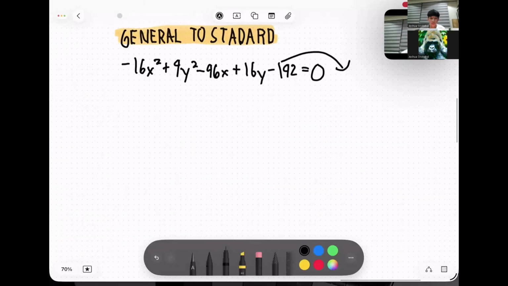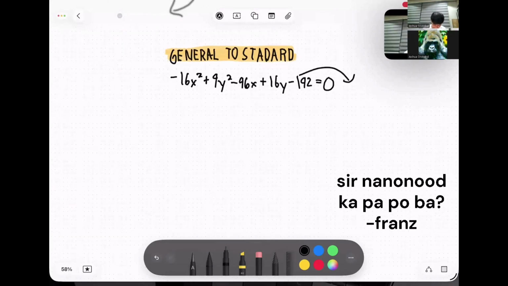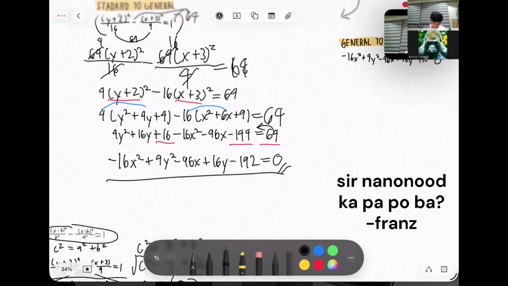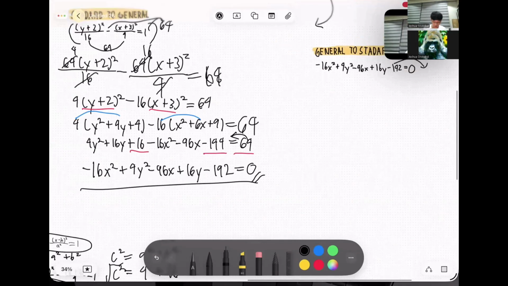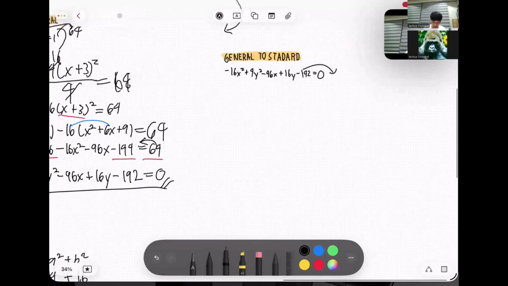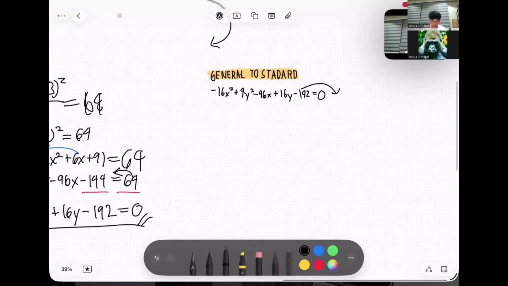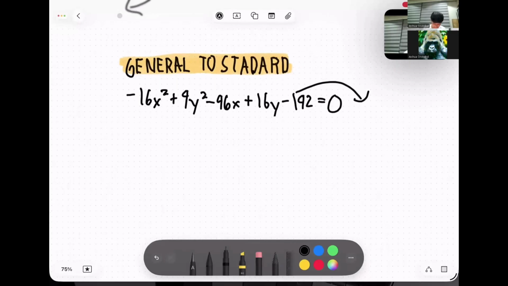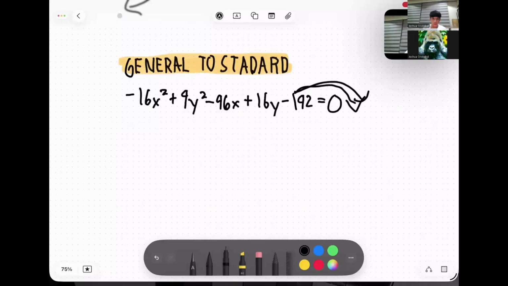Okay, the next thing that we will do is to turn this general form into standard form. By the way, this is the same equation that we turned from standard to general form. Since I already know that this is a vertical hyperbola, I'm just going to do the y terms first so it's not confusing. So first step is to group all the like terms, group the x and group the y, then move 192 to this side.